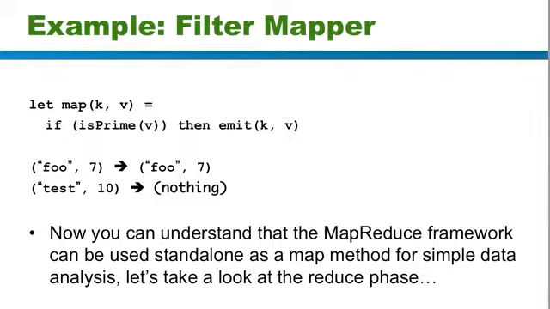So if we look at the filter mapper, all it's going to do is filter something where if it is prime, it'll emit the key value. So now you can understand the MapReduce framework can be used as a standalone map method for data analysis.